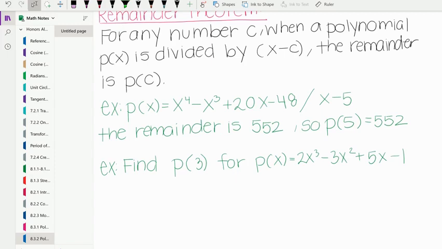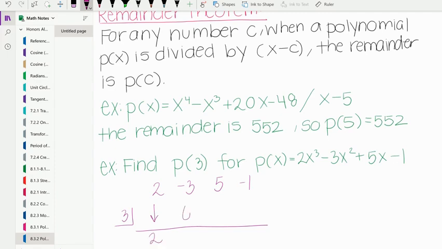The other option is that we could take that polynomial, divide by x minus 3, and whatever our remainder is will actually be the answer. So I'm going to choose to use synthetic division. I take my coefficients, 2, -3, 5, -1. My multiplier is 3. And remember, I don't have to set it equal to 0 because it's already done for us. So you bring down the 2.